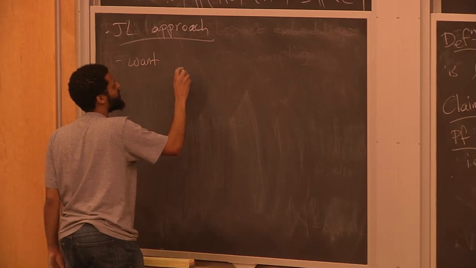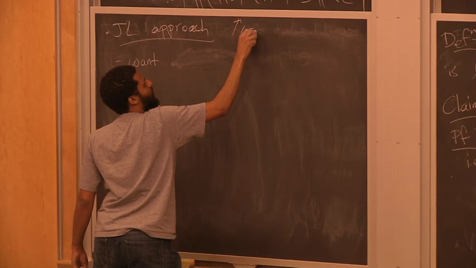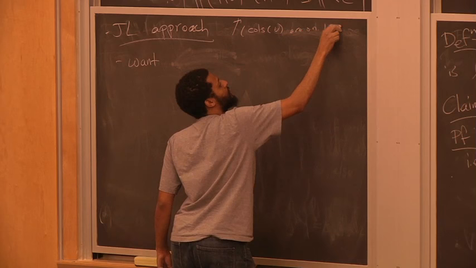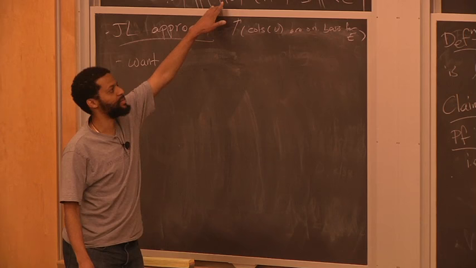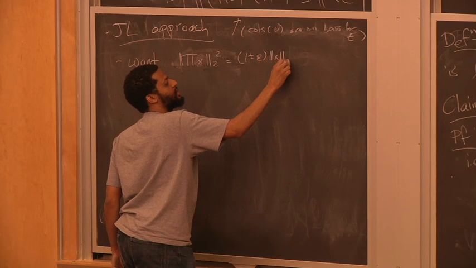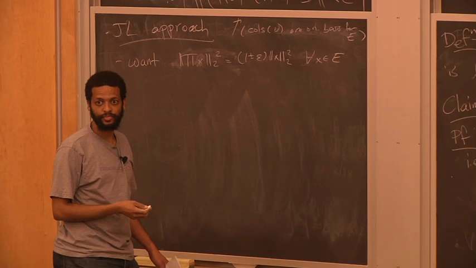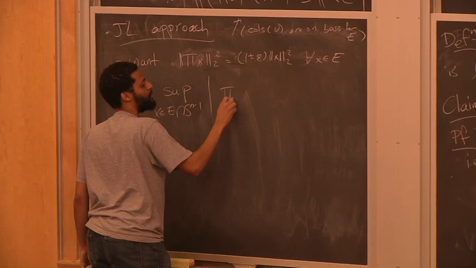So we want this, the original definition of subspace embedding, which is equivalent to that. Notice, by the way, that the columns of U are an orthonormal basis for E. E is that subspace we've always been talking about, like the column space of A. So saying that you're an epsilon subspace embedding for E is the same as saying that the L2 norm squared of Pi x is 1 plus or minus epsilon times the L2 norm squared of x for all x in E, i.e. the sup over x in E intersect the sphere of the absolute value of Pi x squared minus 1 should be less than epsilon.